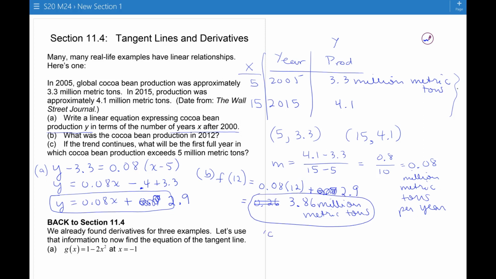And then C says, if the trend continues, what will be the first full year in which cocoa bean production exceeds 5 million metric tons? So you want to know, when is f of x going to be bigger than 5? So you want to know, when is 0.08x plus 2.9 going to be bigger than 5? So we solve this inequality.